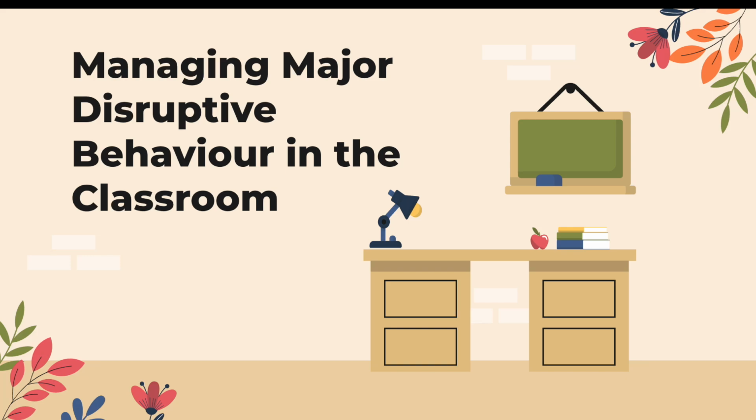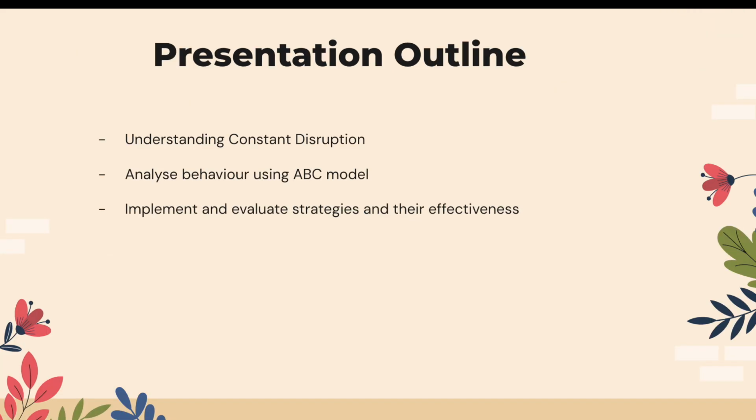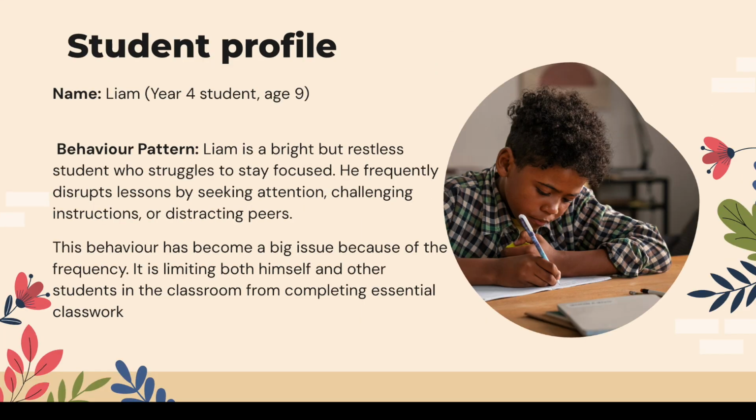Managing major disruption. In this presentation, we will outline how we understand constant disruption and analysis of the behaviour using the ABC model and FBA, and how we implement and evaluate strategies and their effectiveness. Our student is Liam. He is a bright and restless student who struggles to stay focused. He frequently disrupts lessons by seeking attention, challenging instructions, and distracting peers.